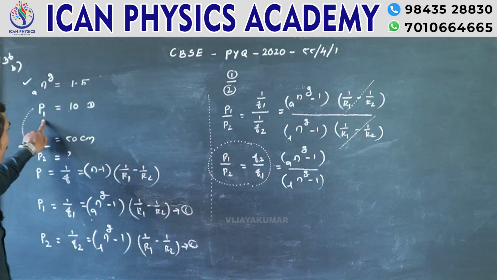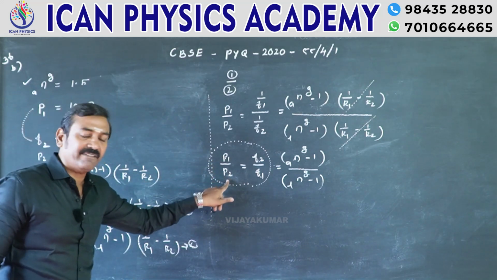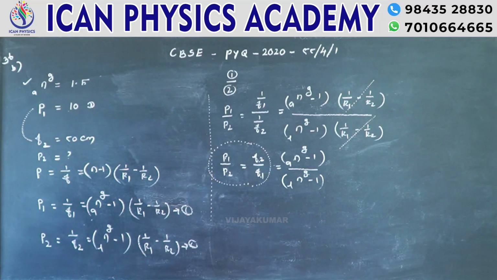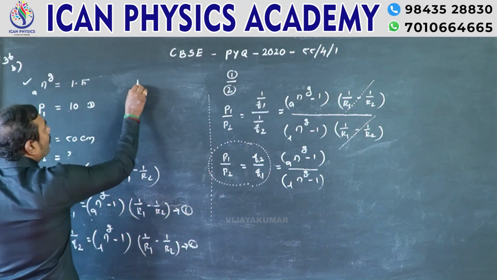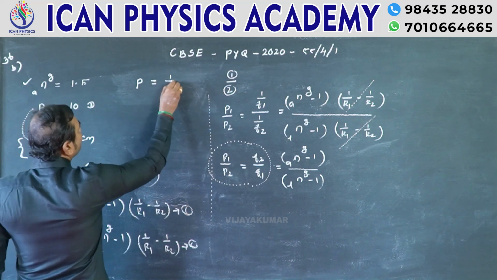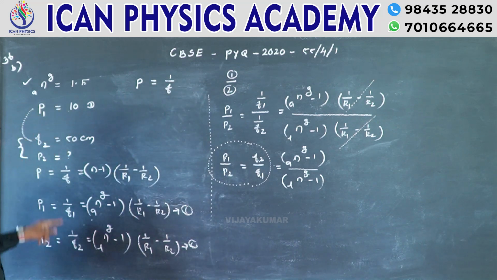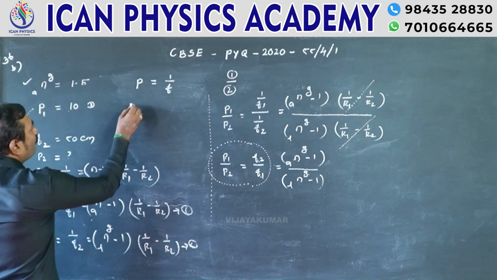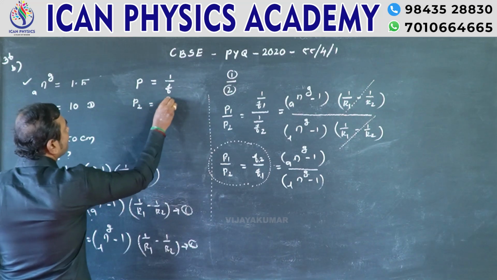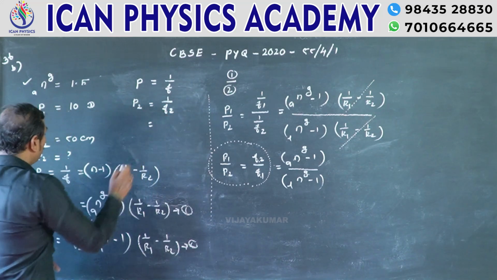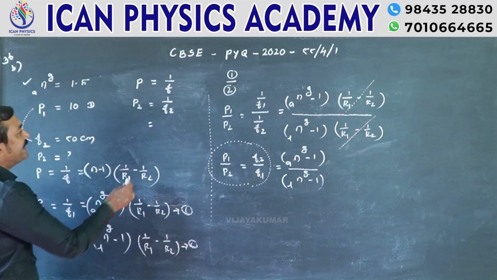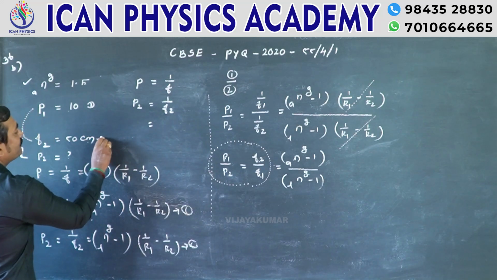So we know the value of P1. So we have to calculate the value of P2. So how we can relate these two? Power is inversely proportional to focal length. Now we can modify this one. P2 equal to 1 by F2. So what is the value of F2? 50 centimeter. Convert the centimeter into meter.